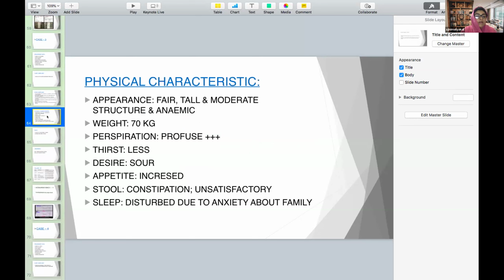Physical characteristics. Appearance: she is fair, tall, moderate structure and anemic. Weight 70 kgs. Perspiration profuse. Thirst is less. Desire sour. Appetite increased. Stool constipated, unsatisfactory. Sleep is disturbed due to anxiety about family.